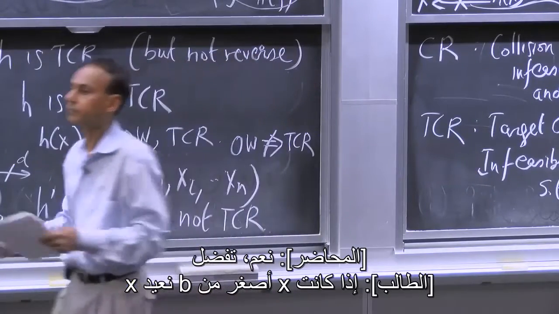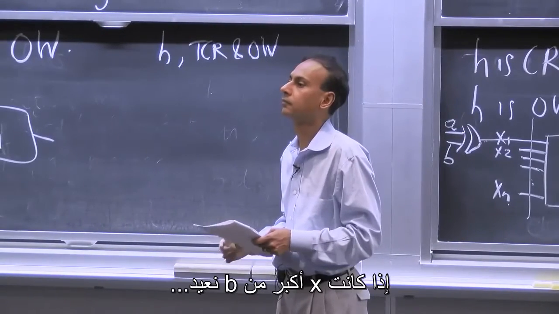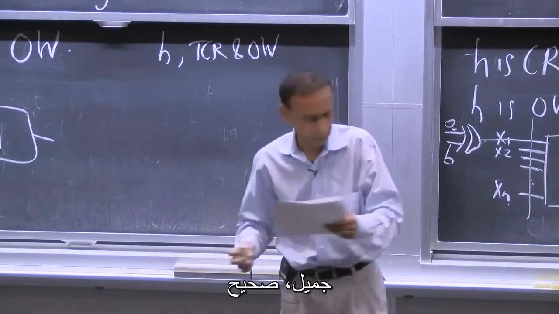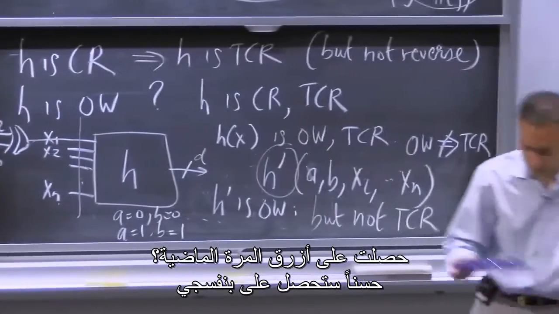Yeah, go ahead. So if x is less than d, return x. If x is greater than d, return a... Beautiful, purple. Right. What color did you get last time? You got a blue last time? All right. Well, you get a purple.